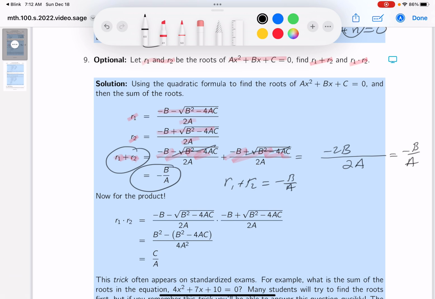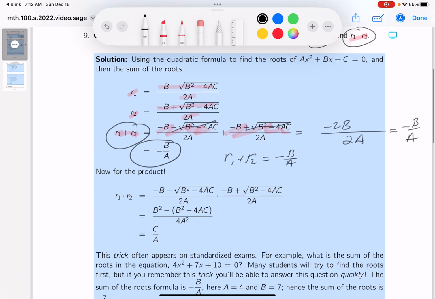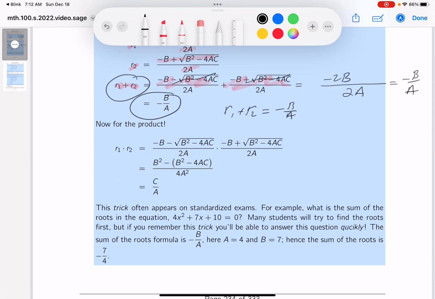They also ask for the product. We just did the sum, now let's do the product. How do you do the product? Well, we just did r1, r2, just write them down. And I multiply this out, and if you do that, I noticed the top are basically just conjugates. Now what do you get on bottom? Pretty easy. It's 4a squared.